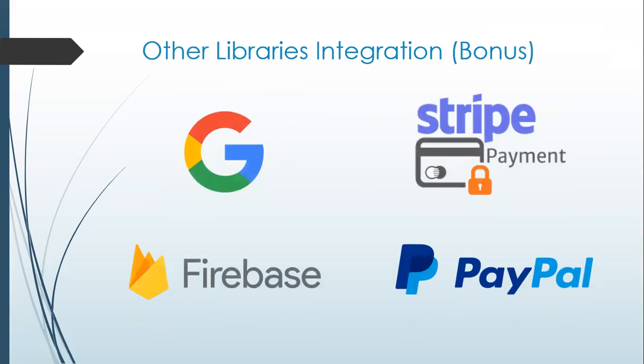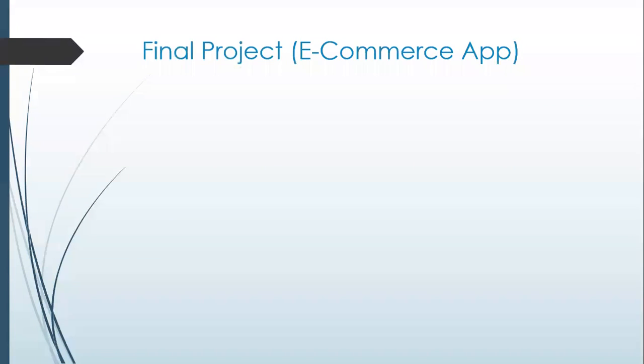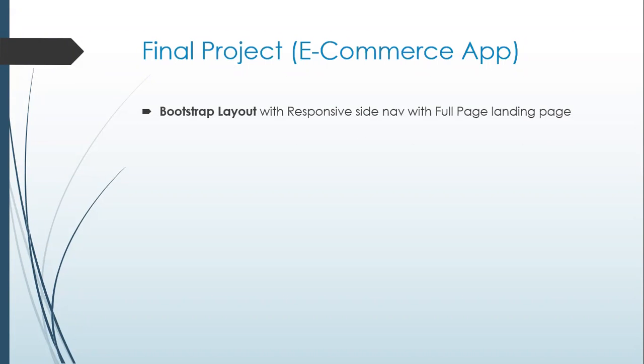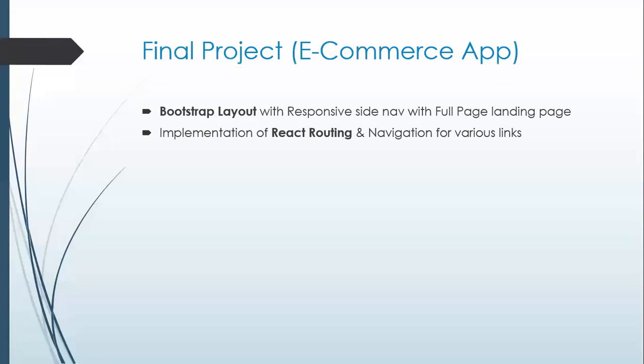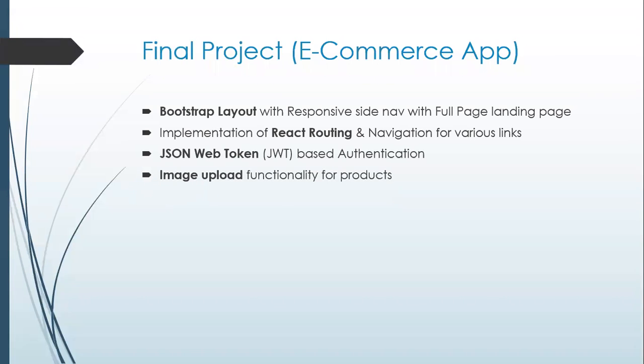Once we finish all the other things, the bonus is Google login, Firebase connection, Stripe and PayPal payments and all. Once we are done with all, we're going to start the final project, that is your online shopping application. Details about that: it's a complete Bootstrap setup, because Bootstrap is an easy thing for us to develop anything, right? Material UI is very new to us, so I just used a Bootstrap layout. Routing will be there, navigation will be there, JSON token based authentication will be there, password encryption will be there, and real image upload will be there. I'll show you the live example also, a live walkthrough of the example.